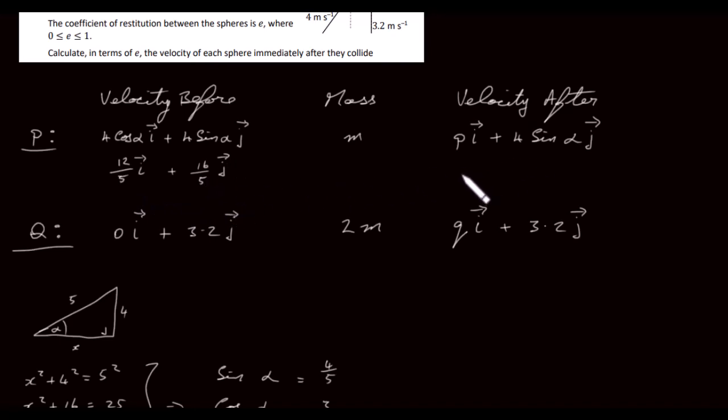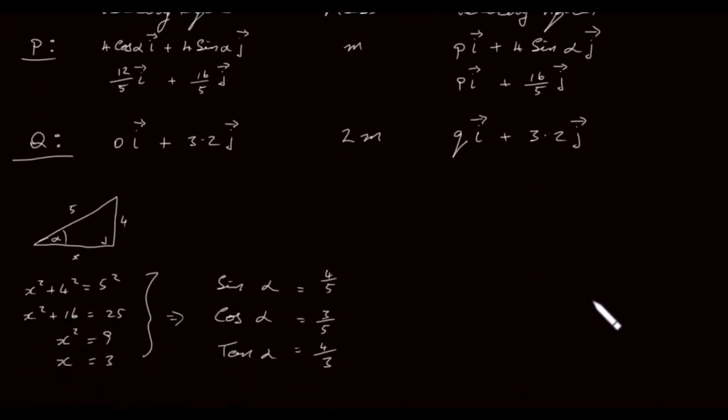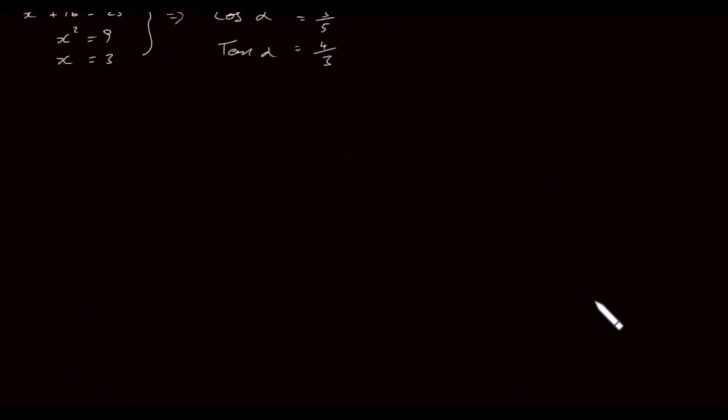Afterwards then, it's going to be still p i plus 4 sine alpha. Well, sine alpha is 4/5, so that's going to be 16/5 j. So our Q sphere, we don't have to worry about anything there, but now we have our velocities before and afterwards for both our spheres. Okay, so let's start into the equations then that we have to work out. So the first thing we're going to do is look at Newton's law of restitution here.